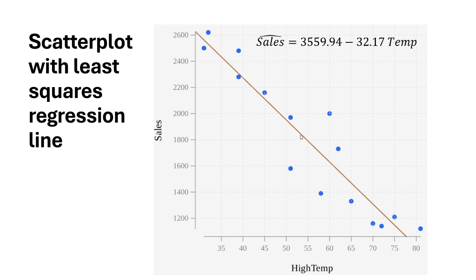So the equation of this line, I drew it there, or I should say the computer drew it for me. But the equation of this line, this sort of brownish line, is sales equals 3559.94 minus 32.17 times temp. So that's our linear equation, and that describes the slope right here of the line, and of course the height of the line here, how high up or down it is.